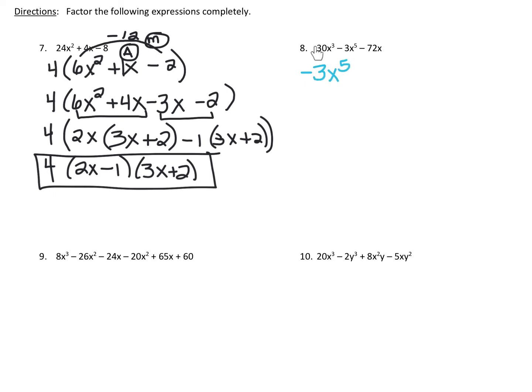All right, this term, the positive 30x cubed, has the next biggest exponent. And then this comes at the end, right? This is really a negative 72x to the first power. There's really a 1 as an exponent. So I'm going to bring down the negative 72x. And now our exponents are in descending order. They go from greatest to least.